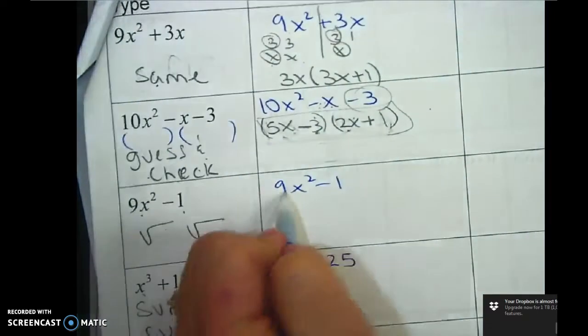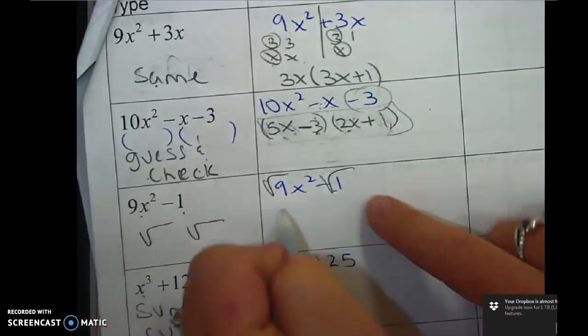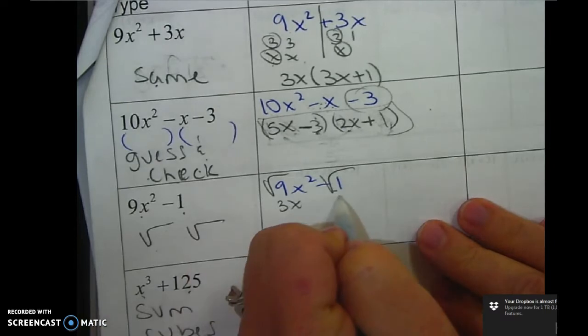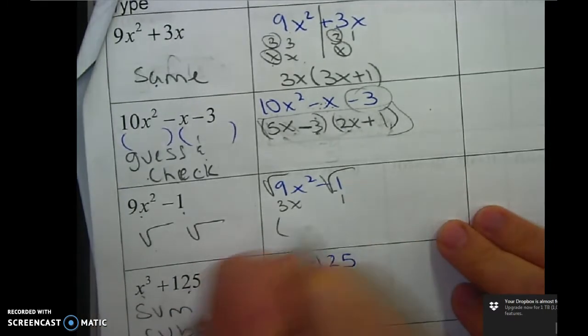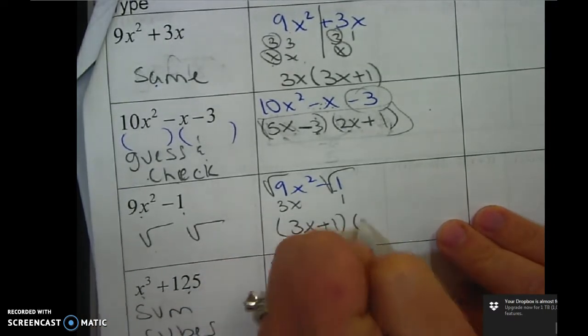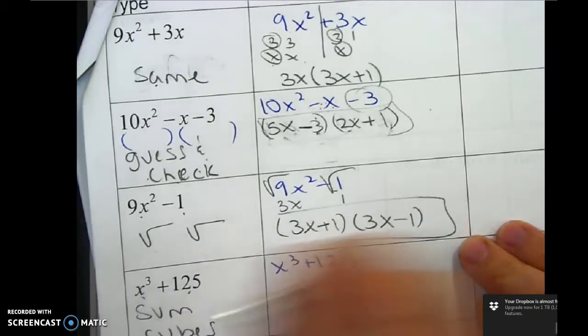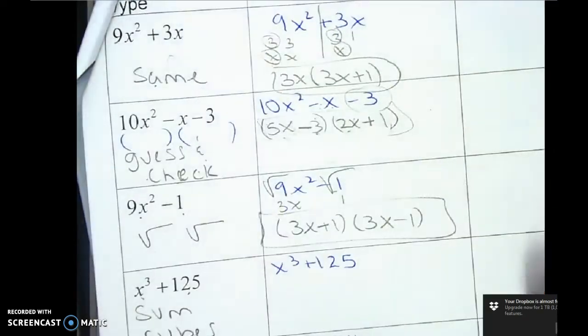Okay, there's 2 of them and I can square root them. The square root of 9x squared is 3x, and the square root of 1 is 1. So 3x plus 1, 3x minus 1. Let me put a box on that one above 2.